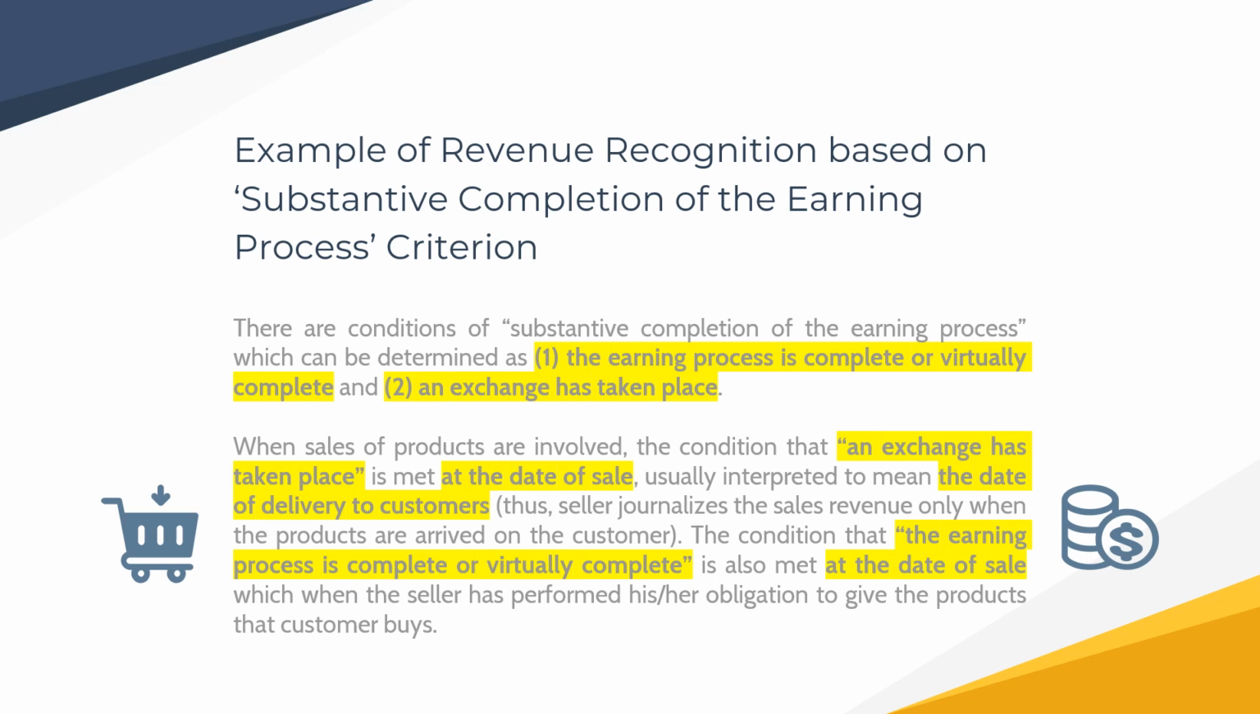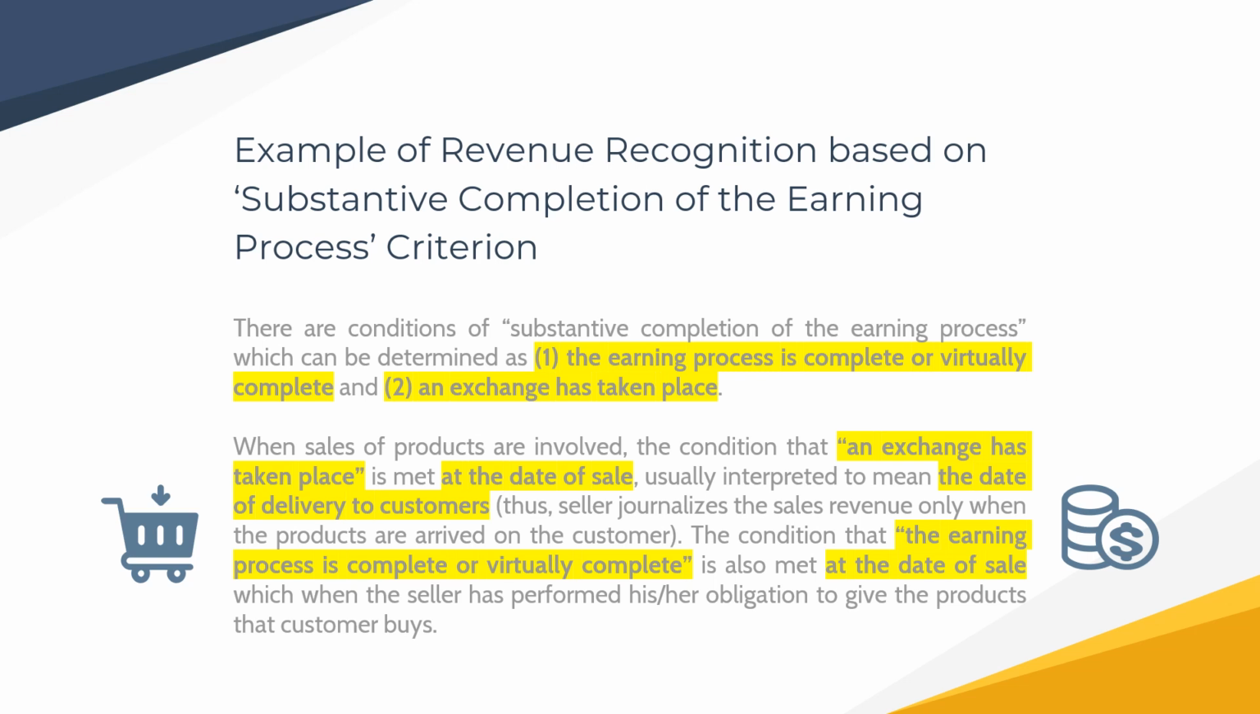Below is the example of revenue recognition based on the two conditions, for which I chose the sales of products. When the sales of products are involved, the second condition, an exchange has taken place, is met at the date of sale, usually interpreted to mean the date of delivery to the customers, because when the seller gives the products to the customer, there is an exchange of product. Thus, the seller recognizes the sales revenue only when the products have arrived at the customer.